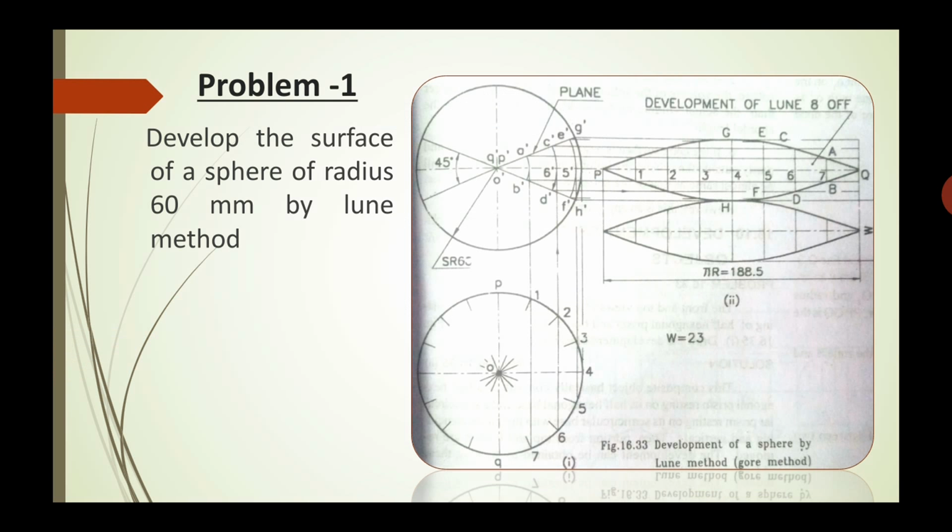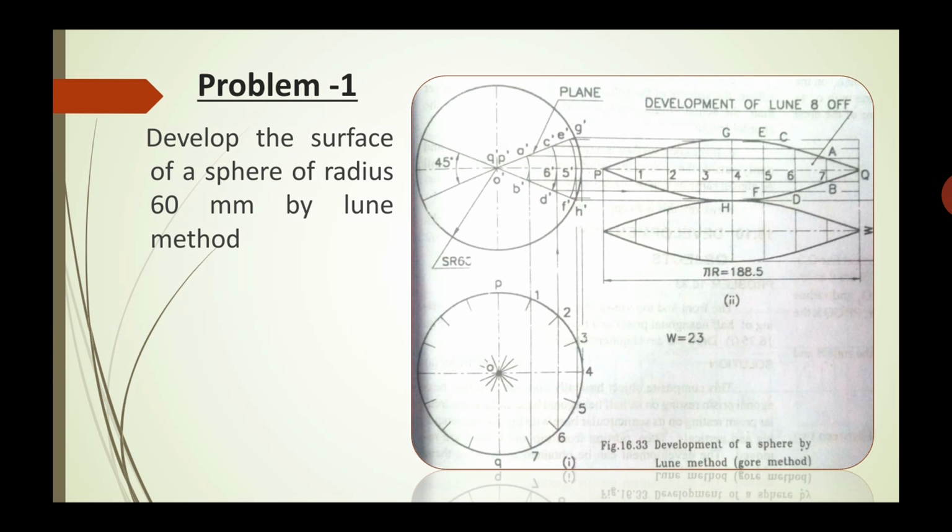I know you will not fully understand what I said, but we will do it using a problem. The first problem: the development of the surface of a sphere of radius 60 by the lune method. In this figure you can see two circles and a conical part of this sphere given. We will describe how we are going to draw.